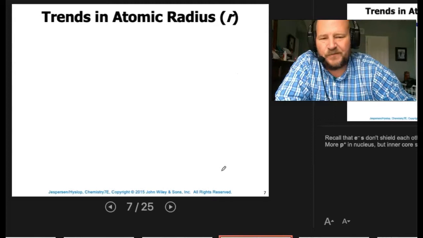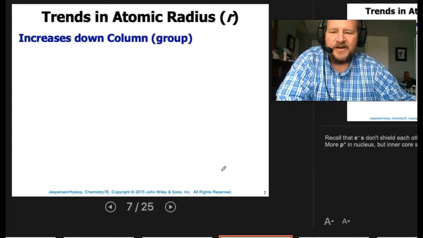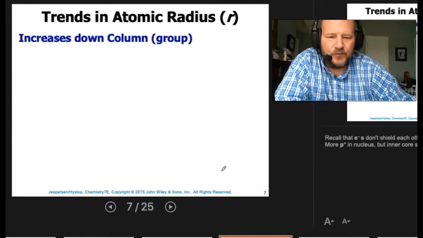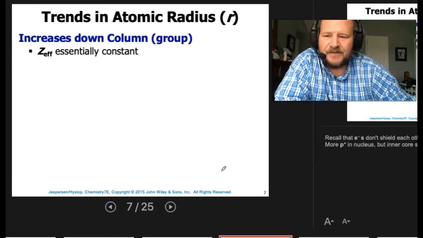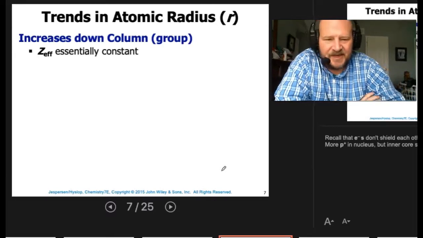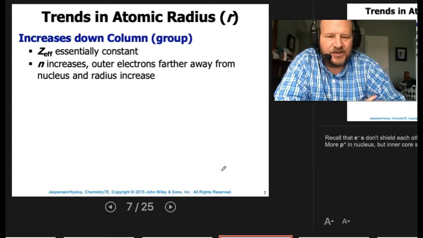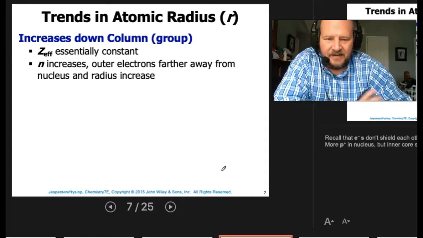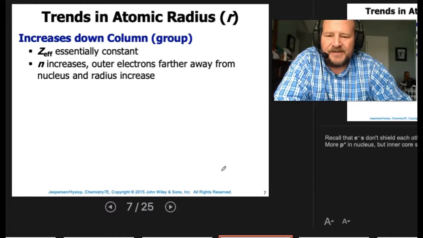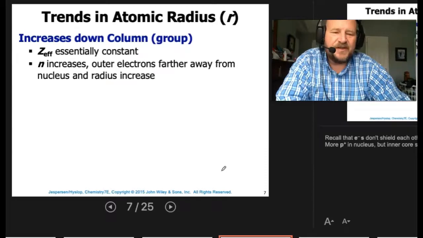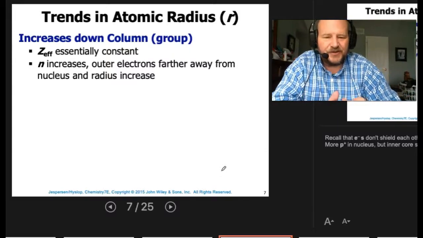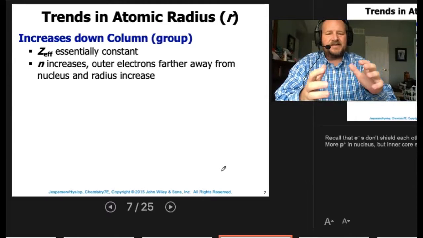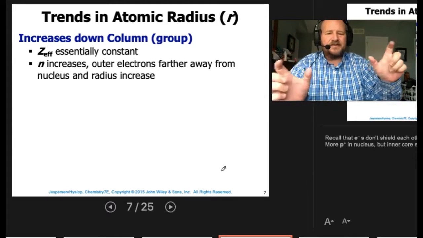What's going to happen to that radius as we move around on the periodic table? Well, as we move down a group, the atoms get larger. The Z effective will essentially stay constant. So as I keep adding a shell, we'll still have the same effective charge hitting that outside electron. Now, as n increases, the outer electrons are farther away from the nucleus, so the radius will actually increase. So that's how we can tell that the effective charge is actually reducing, because as we move out, the distances are getting larger, but so is that difference.